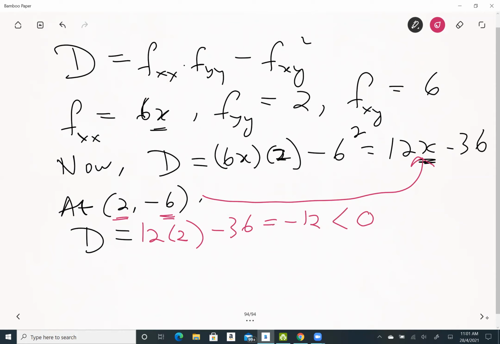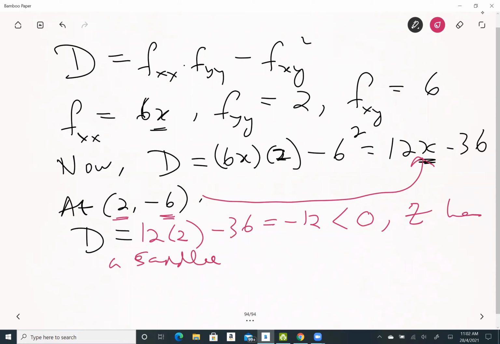Now, less than 0, what happens? D negative, what do we have? Maximum? No. Saddle point. So check again the test. You know, the first condition for maximum or minimum, D must be positive. If D is negative, then the function has a saddle point.